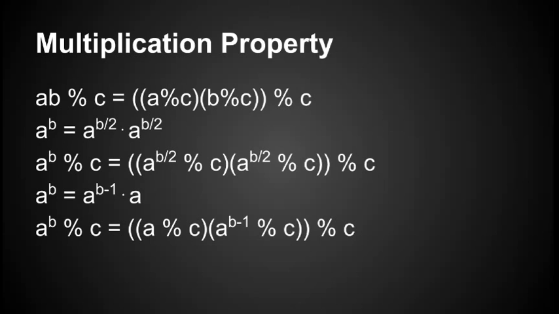On the second line, you can see a to the b over 2, we've broken it in half. And on the fourth line, you can see we've just taken one out of it.